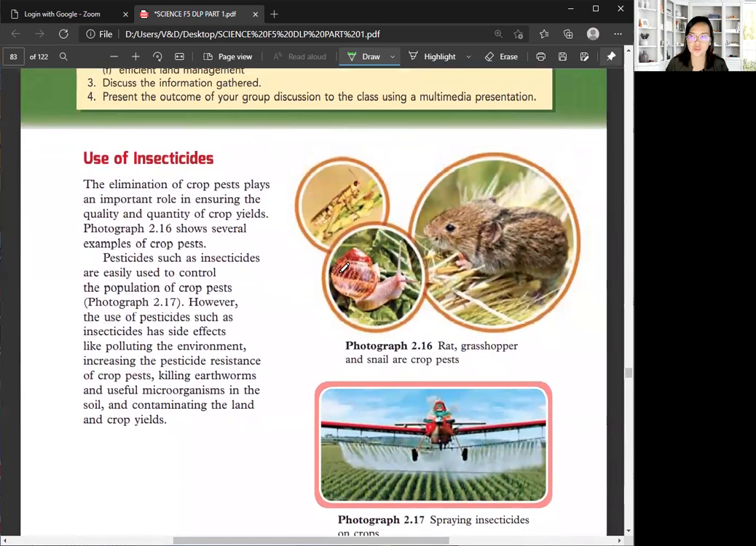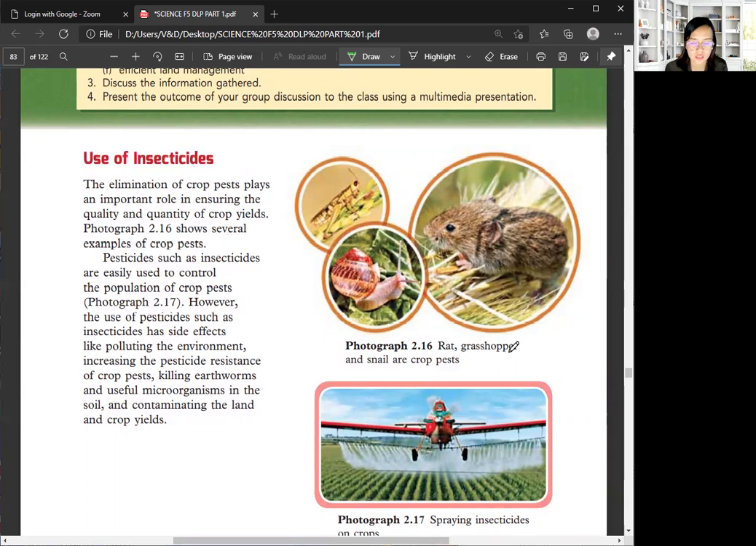Now we move on to the use of insecticides. So we need to make sure that the plant that we grow is healthy. So farmers use insecticides to make sure that the pests are under control. So the elimination of crop pests plays an important role in ensuring the quality and quantity of crop yields. So this photograph shows several examples of crop pests.